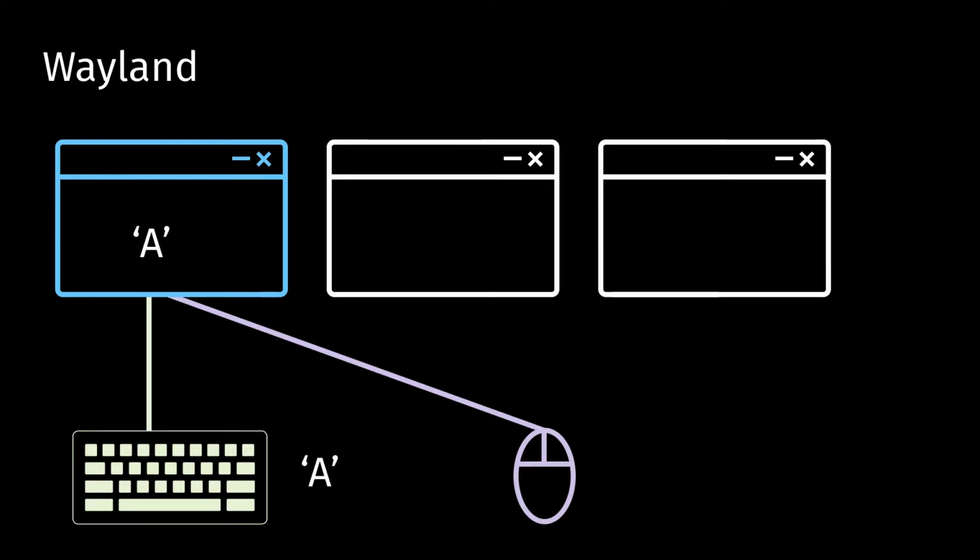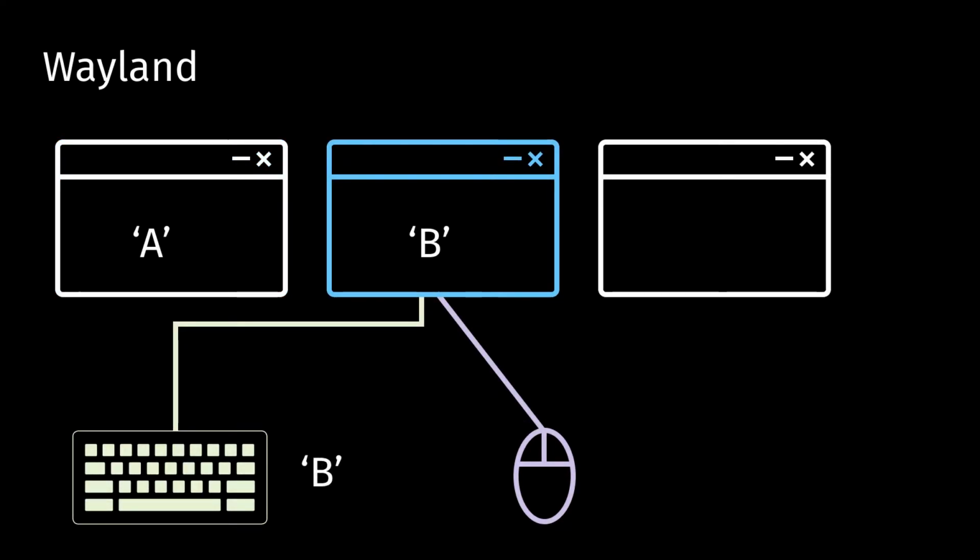So one of the many features of Wayland is that it isolates your input to the focused window. If you were to type something on your keyboard or move your mouse around, only the focused window will receive those inputs. And we can see an example of this.